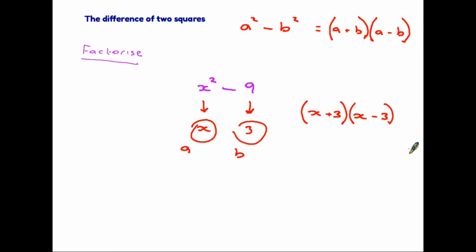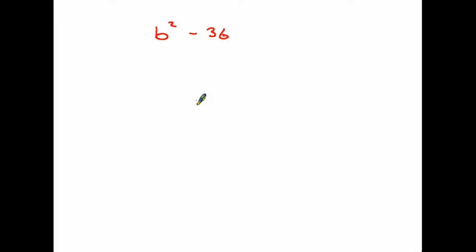If you want to check out the answer and make sure you're correct, you can always expand these brackets using the FOIL, and you will find you get back to x squared minus 9. Of course, we're not going to stop there. We need to look at two or three more examples and look at how they might appear slightly differently.